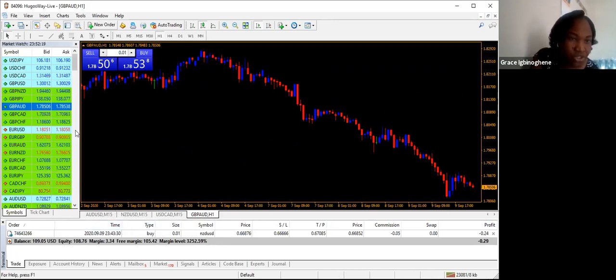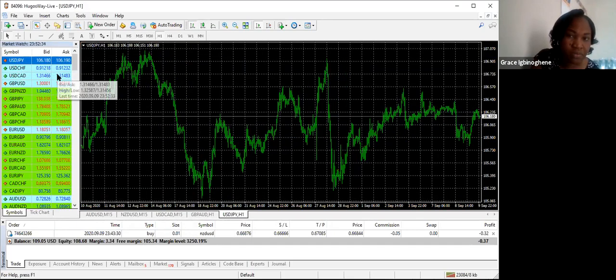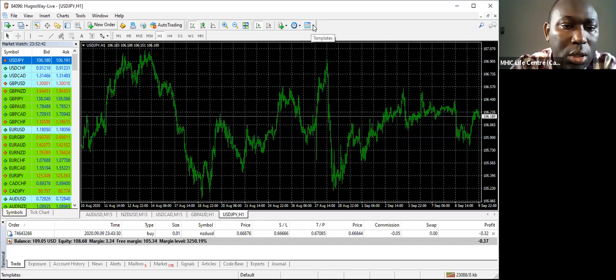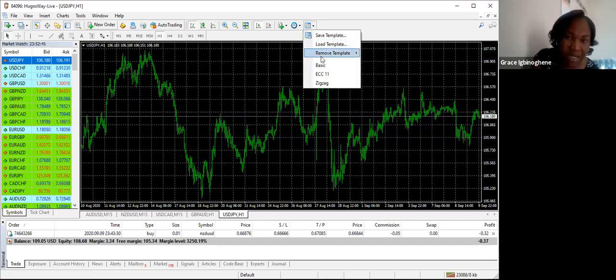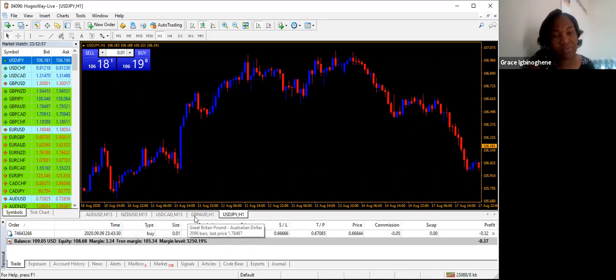And if I want to add a new chart, I go to my left-hand corner, click on maybe USD JPY. I right click, I click on chart window, it brings out this green thing. Then I go to this last box that says templates. Click on the little arrow and click on basic here. So that basic will give me the main chart that I need. You see now at the bottom here, it has changed to 5.